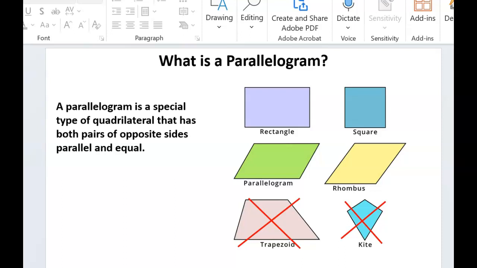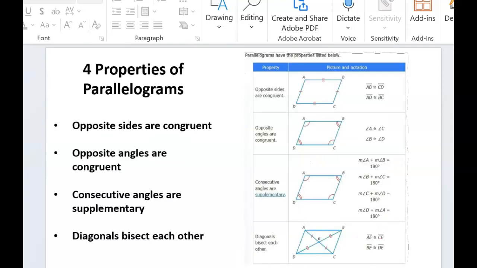And these are examples of our parallelograms: rectangles, squares, parallelograms, of course, and rhombus. Those are all parallelograms because they have two sides that are parallel to each other and two sets of sides that are congruent to each other. Because of this, there are four properties that go along with parallelograms. Opposite sides are congruent, opposite angles are congruent, consecutive angles are supplementary, and diagonals bisect each other.